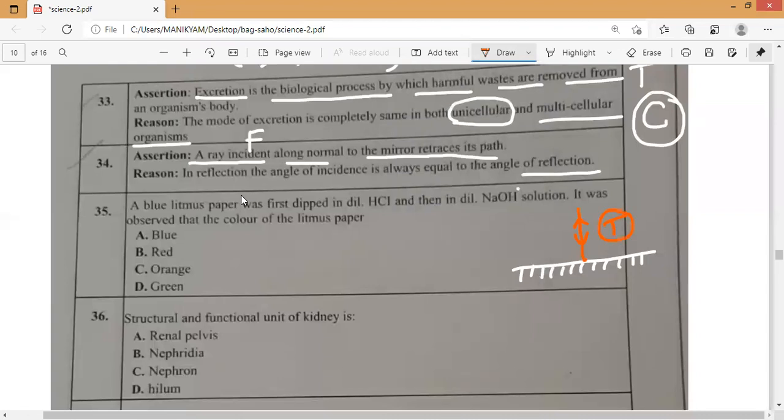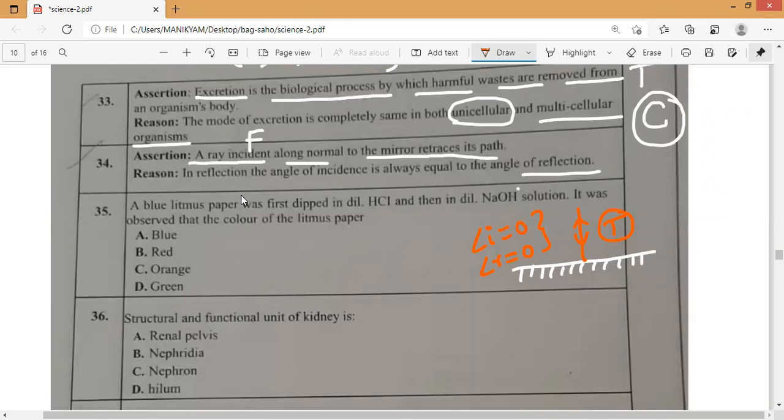So why is it true? Why will it retrace itself back? Because in this case, the incident ray and the normal are coinciding. So the angle of incidence is 0, and the angle of reflection is also 0. So that is why it is retracing itself in the same path. So now, what is the correct answer?